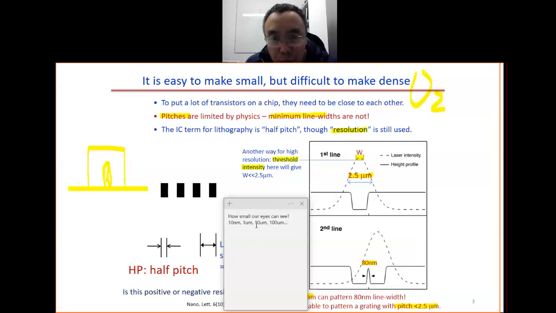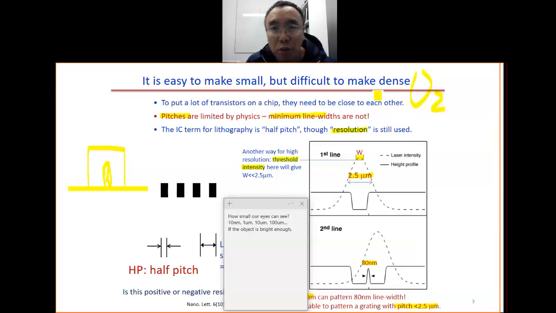I guess many of you would think we can see 10 micrometer, but actually our eye can see 10 nanometer if the object is bright enough. So there is no limit on how small we can see, but we cannot see how close.